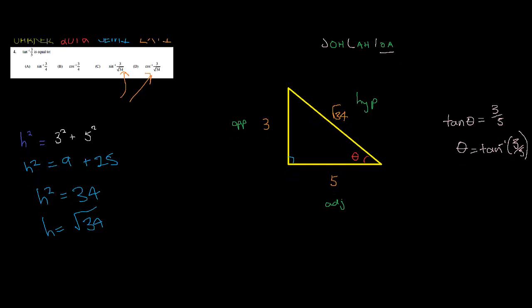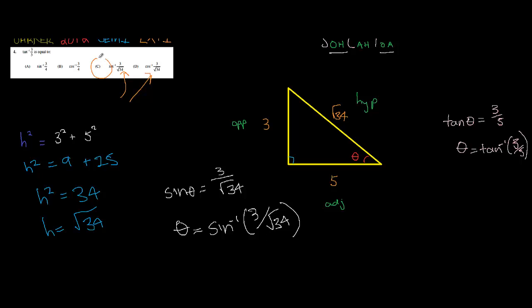So say we go, what is sine of theta from here? Sine is opposite over hypotenuse, so that's 3 over root 34. So theta will be inverse sine of 3 over root 34. Beautiful. So we know, oh, there we go, it is C. Awesome. So that's all you need to know.